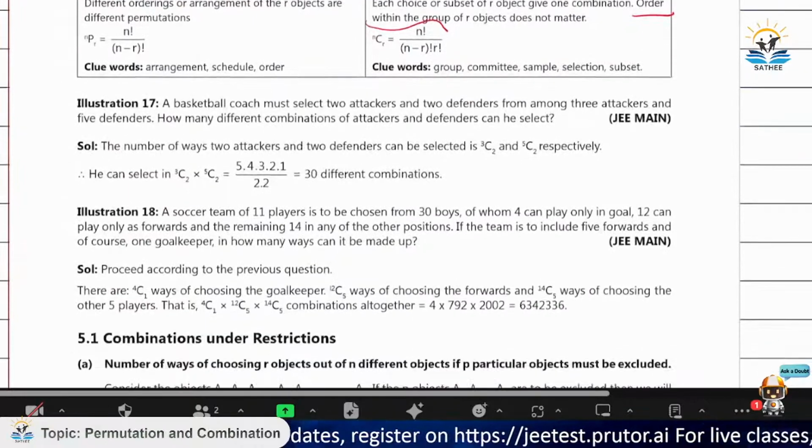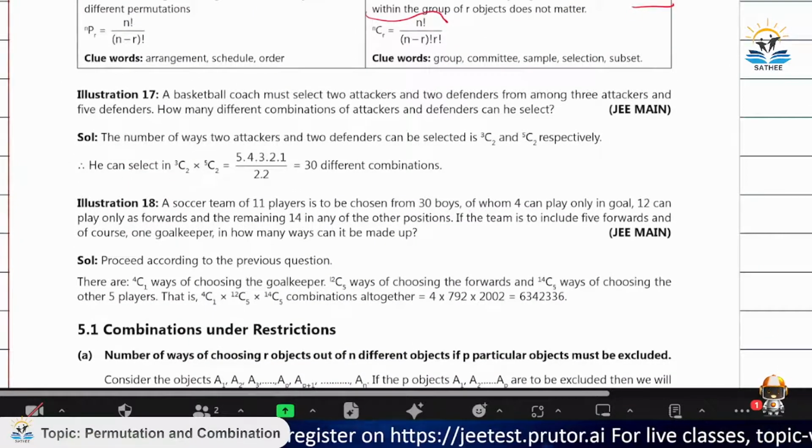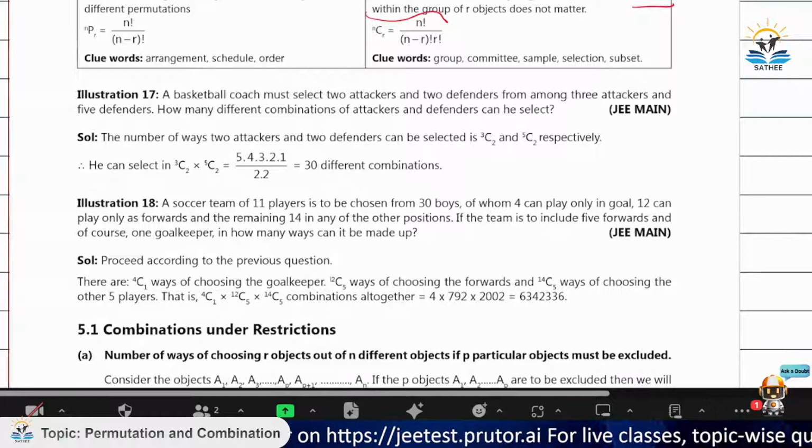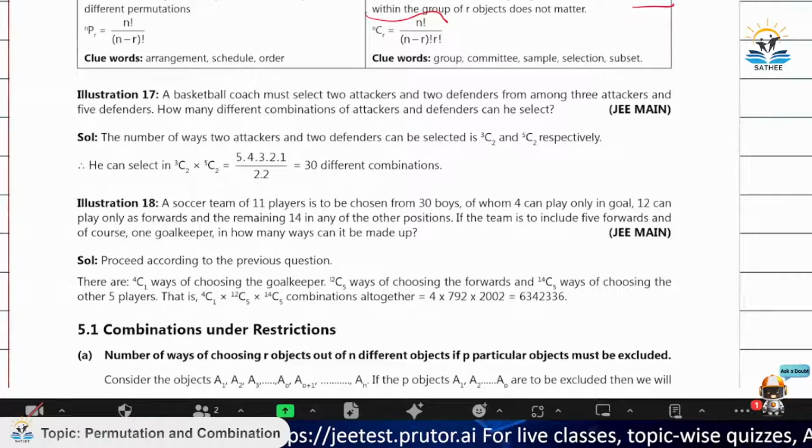Moving on. Let's do just one more example. We can take two more examples, I suppose. A basketball coach must select two attackers and two defenders from among three attackers and five defenders. How many combinations of attackers and defenders can be selected?